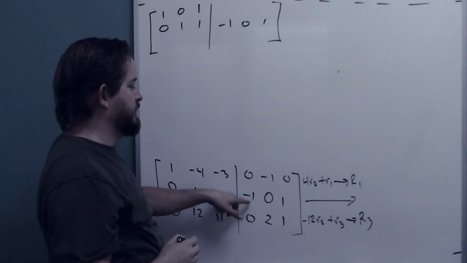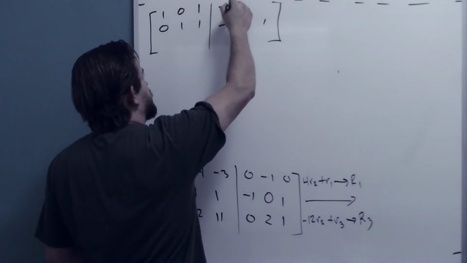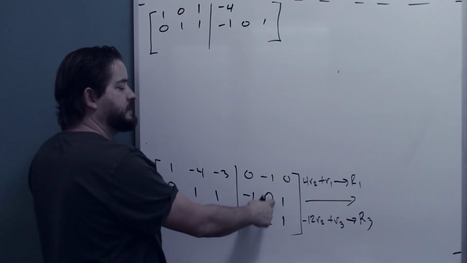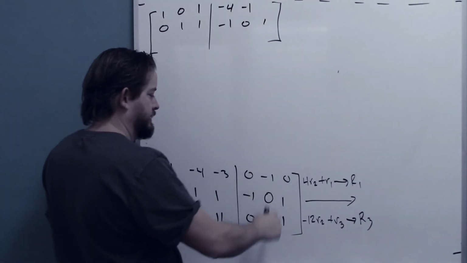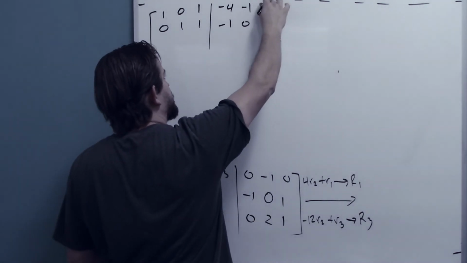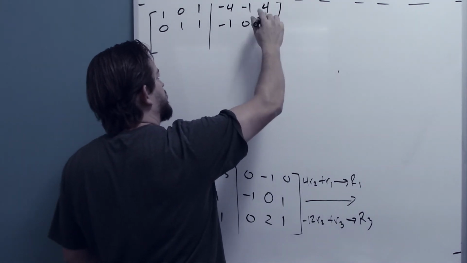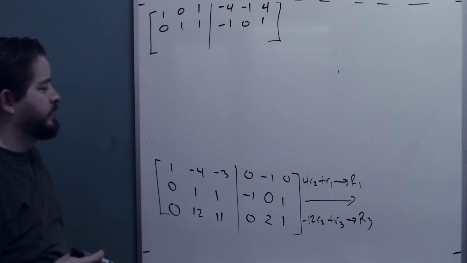4 times -1 is -4, plus 0 is -4. 4 times 0 is 0, plus -1 is -1. 4 times 1 is 4, plus 0 is 4. Right? That's row 1.